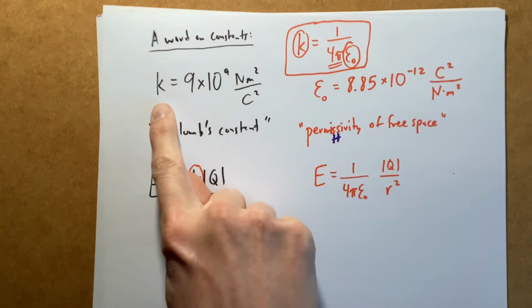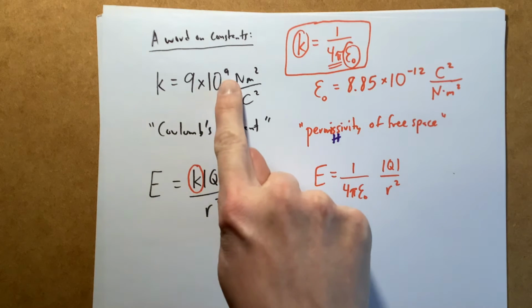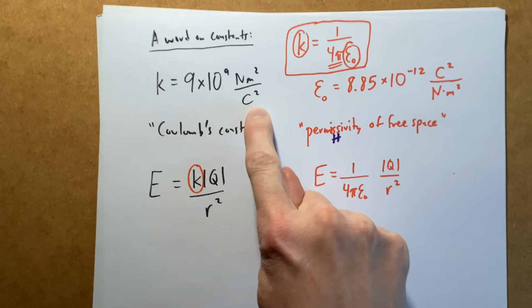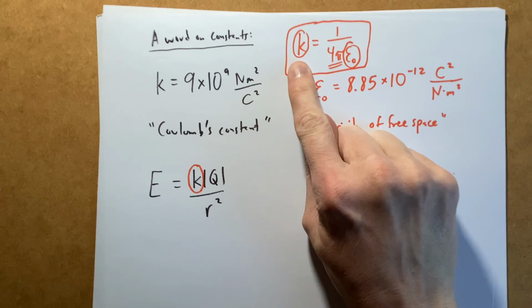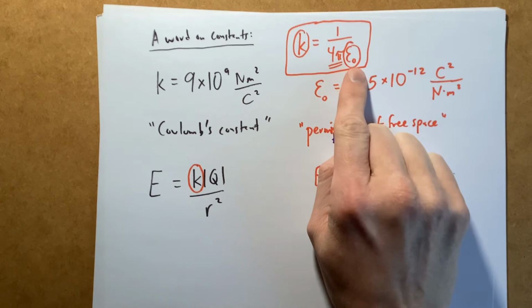So the one we've been using so far, K equals 9 times 10 to the ninth Newton meters squared per Coulomb squared. That's called Coulomb's constant. And that's the one that has ended up in most of our formulas so far. There it is in the electric field formula for a point charge. Basically comes from Coulomb's law. There is, however, another way to formulate that constant through this equation, K equals 1 over 4 pi epsilon naught.